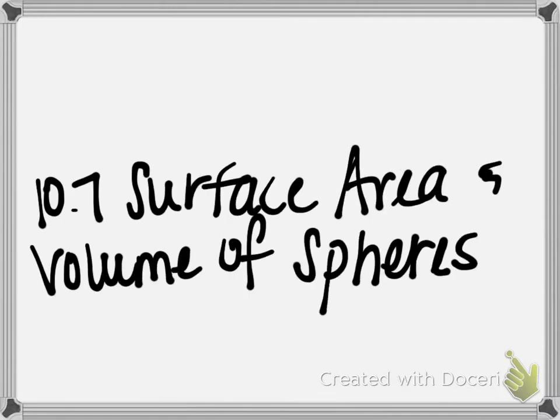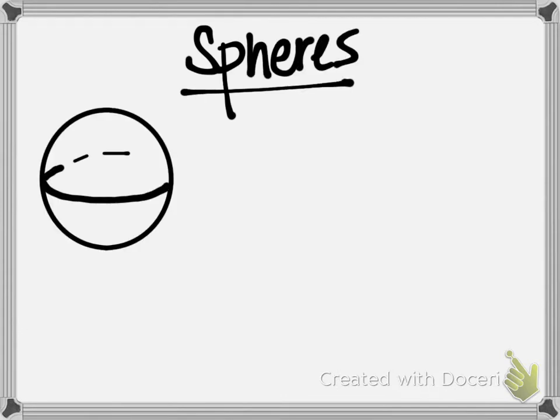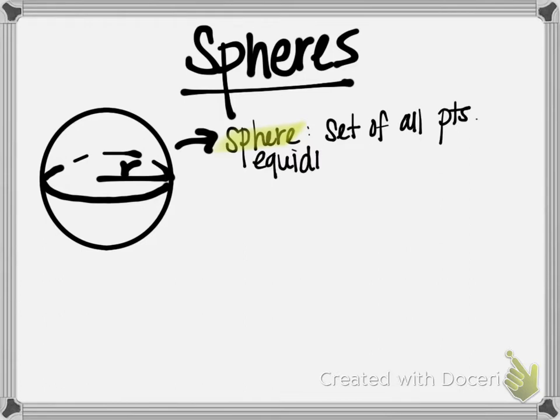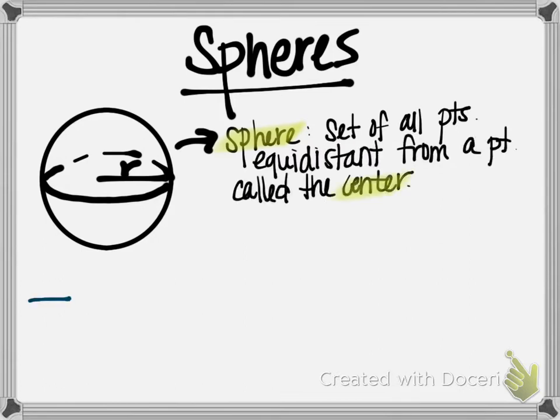This is something a little different. So first we have to talk about what is a sphere. Just draw a circle and then draw in some other curved lines to make this thing look three-dimensional. A sphere is the set of all points equidistant from a point called the center. And the center is just this spot right here. That would be the center.